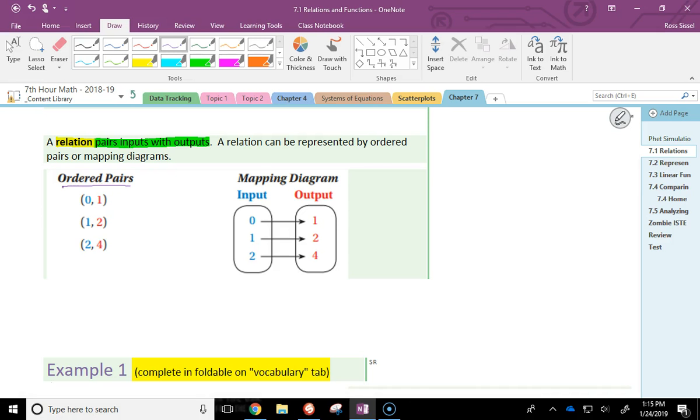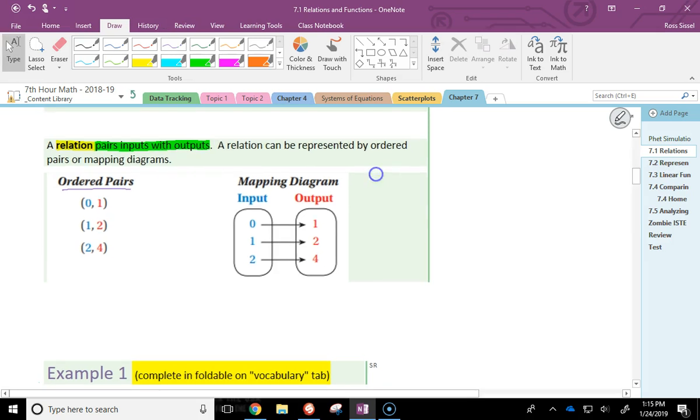But then we can take those ordered pairs and put them in a mapping diagram. This is a mapping diagram. You make a circle, put your input inside, and you have your output, put them inside, and then you draw your line, whatever input matches with the output. So on this one, this ordered pair was (0, 1), so 0 went to 1. (1, 2), 1 went to 2. (2, 4), 2 goes to 4.